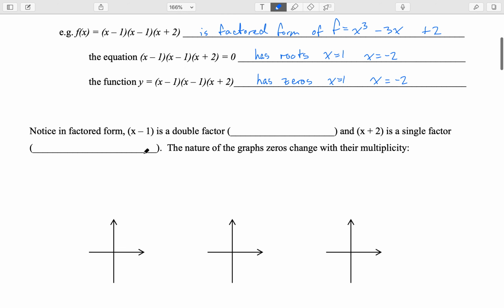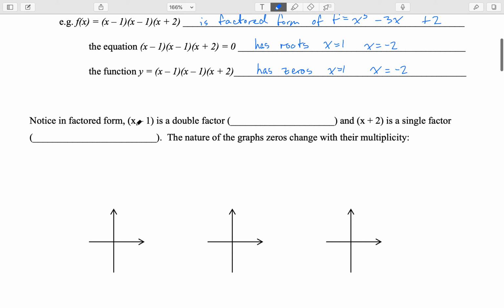Notice in this factored form, the x minus 1 is a double factor. They say that this has a multiplicity of 2. It's there twice. We call it a double root, or a double factor. This one is a single factor, only there once, so that would be a multiplicity of 1. The nature of the graph and the zeros change with their multiplicity.